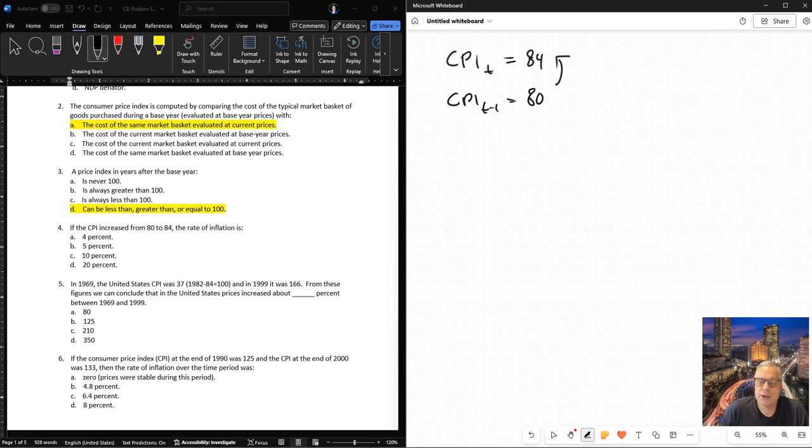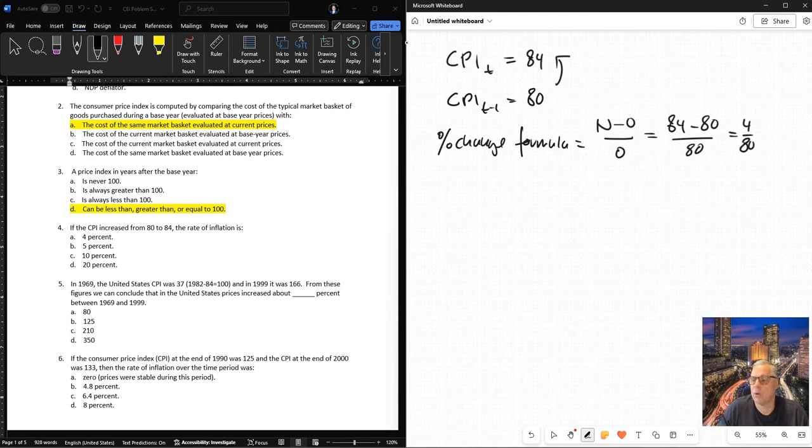So we knew the percentage change formula, which is simply the new value minus the old value over the old. So in this case, the new one is 84 minus 80 over 80, which is 4 over 80, or 1 over 20, or 0.05. So the answer is 5%.